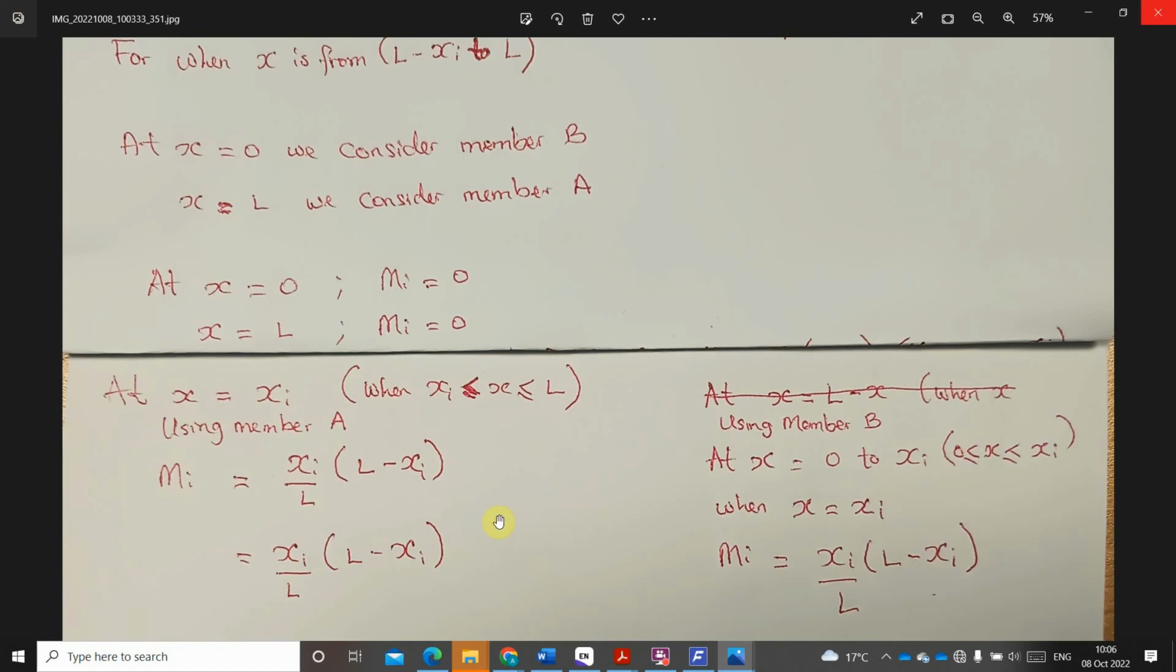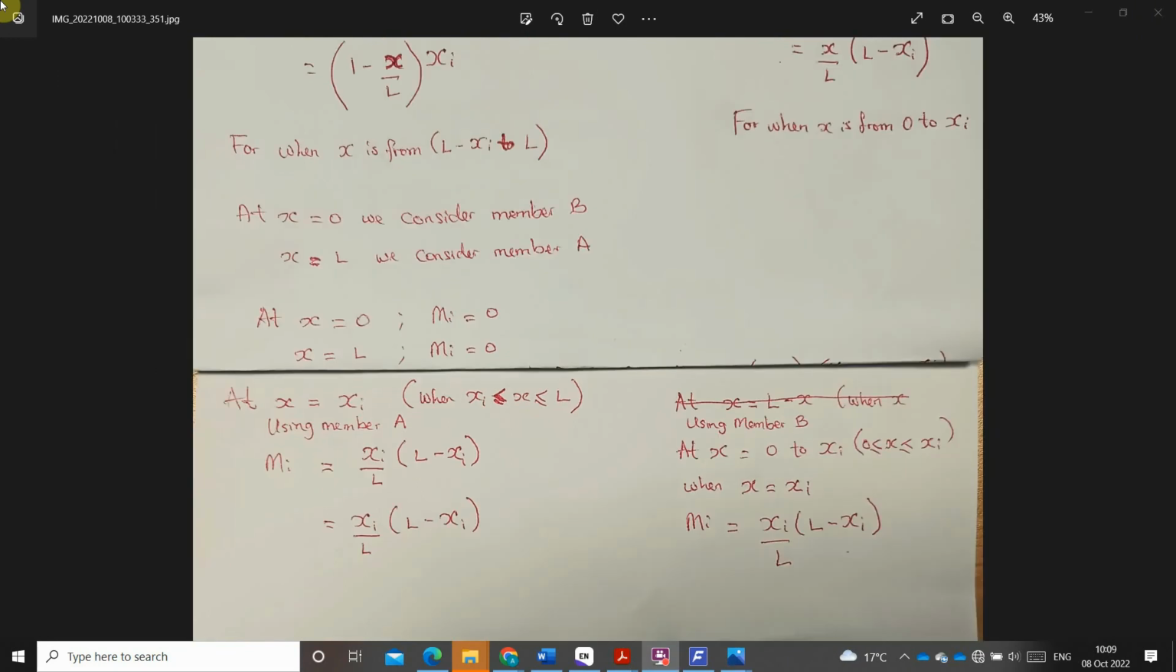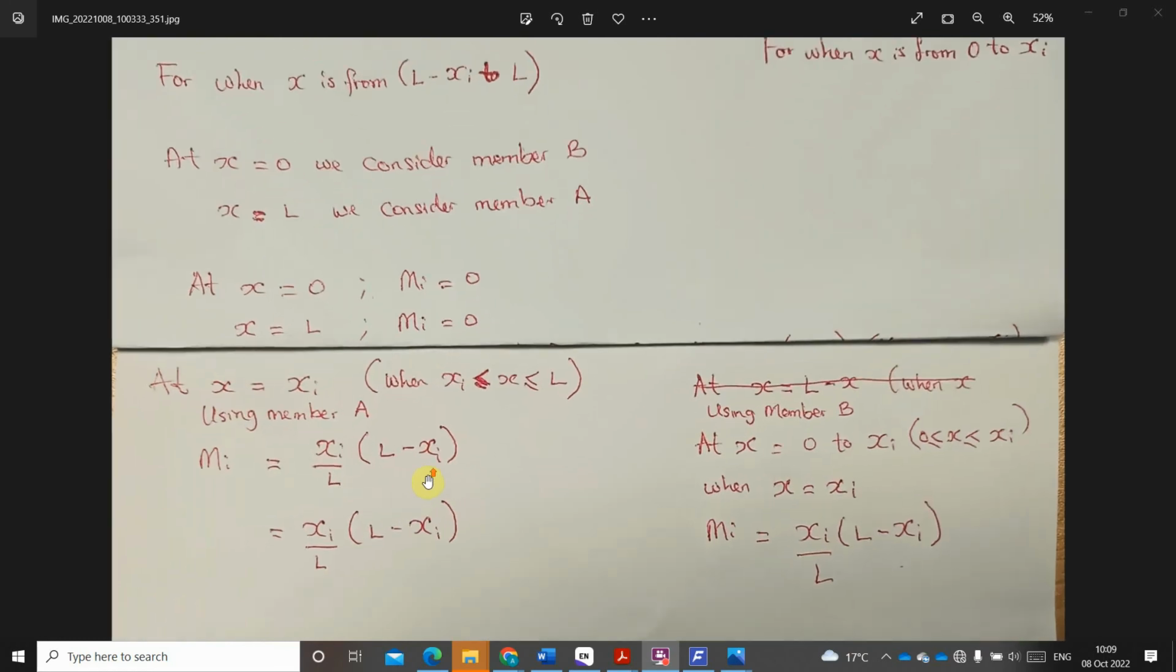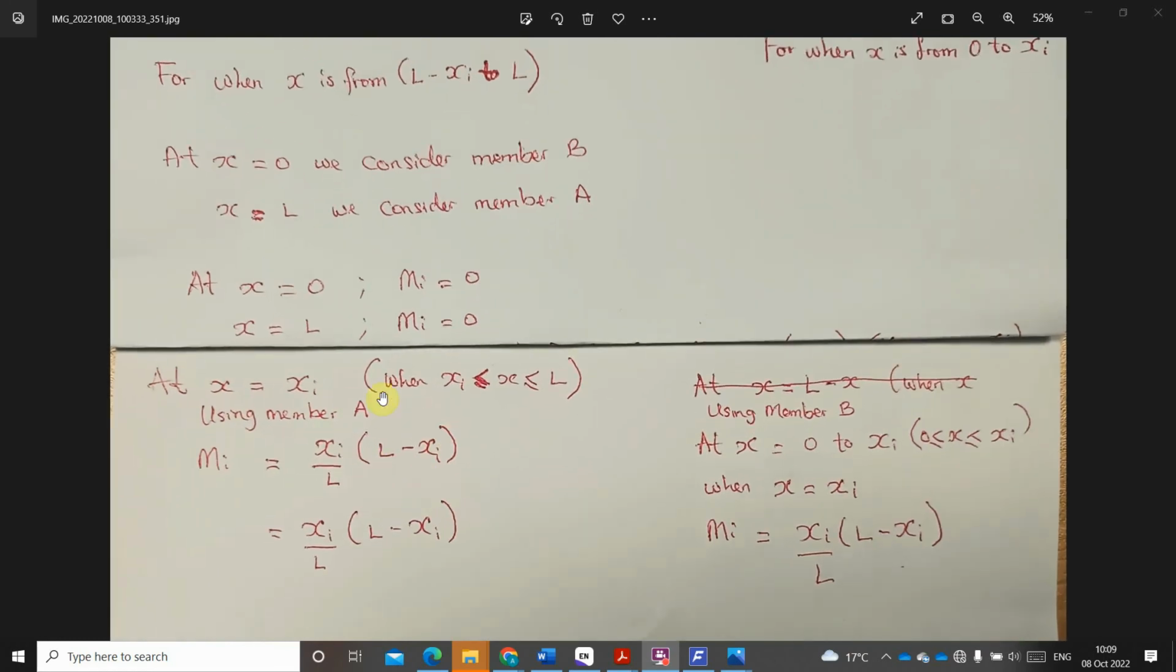I don't know, maybe that is clear enough, but if it's not clear enough, let me make it a little bit simpler. Again, let us consider it this way. Let us take using only this one. This is the area I want to concentrate on. We have our Xi less than or equals to S, which is less than or equals to L. So we are using member A for this.